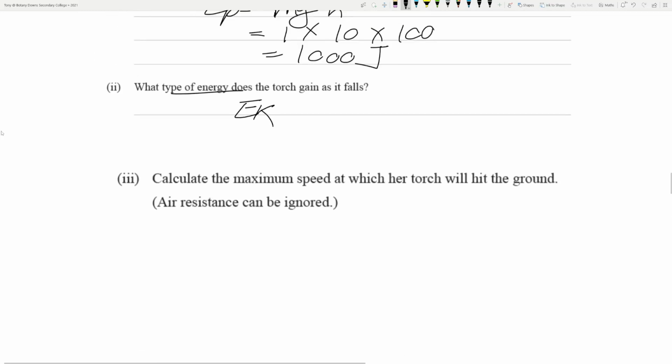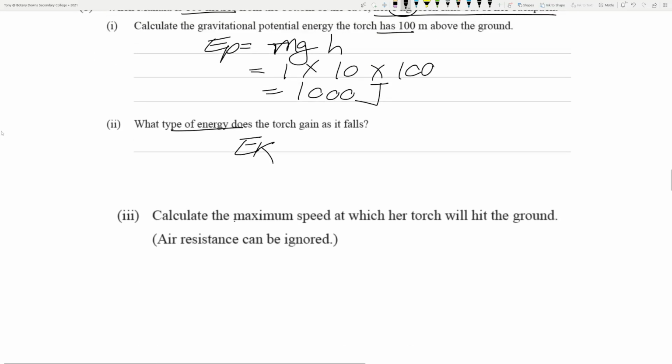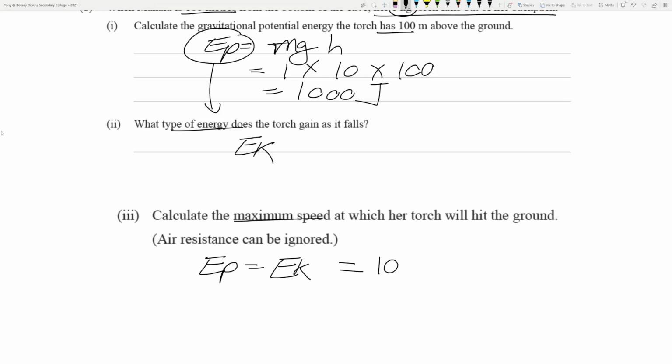Now calculate the maximum speed. This is where you assume that all of the EP that we calculated here is converted to EK, and that equals 1,000 joules. Okay, so how do we calculate EK?